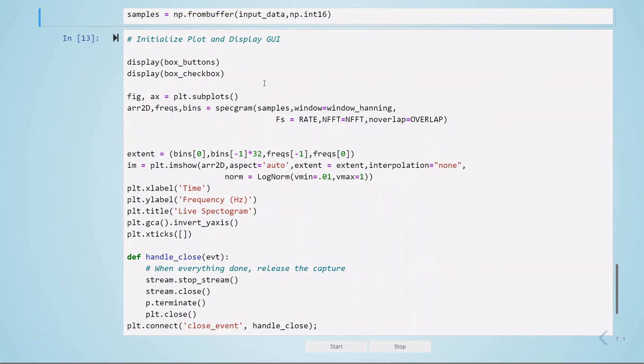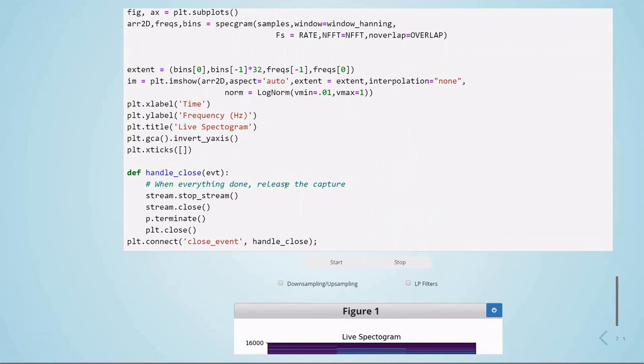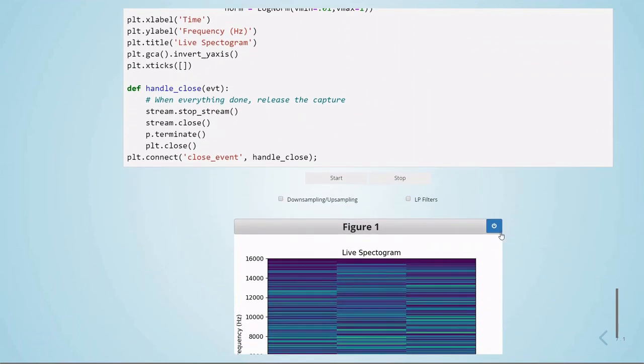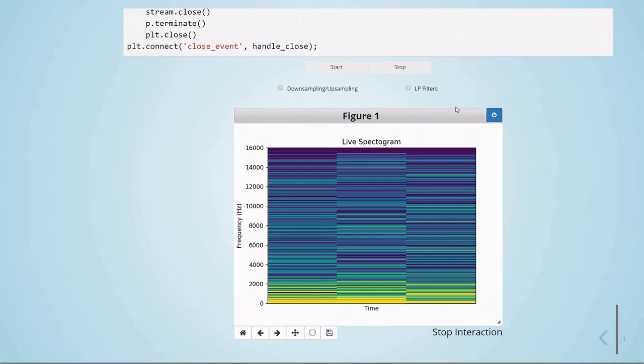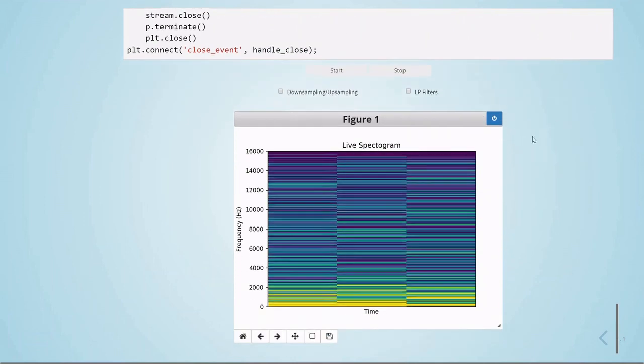This is the last part of the code where we'll initialize the plot with some initial values and display the graphical user interface elements. So we're displaying the box we defined before. We're creating here our plot, setting it with some initial values, and we also have a close event for when we close this graph, and then it will terminate the stream and terminate PyAudio.